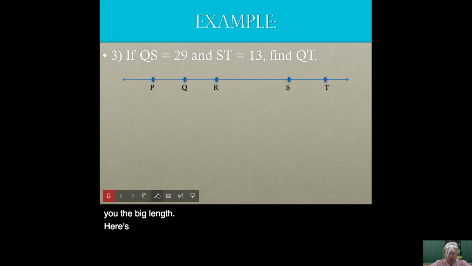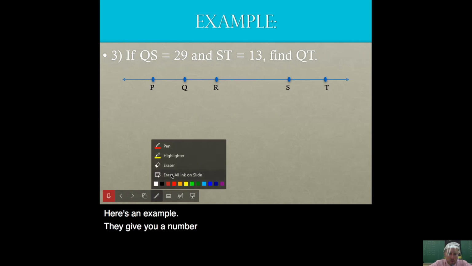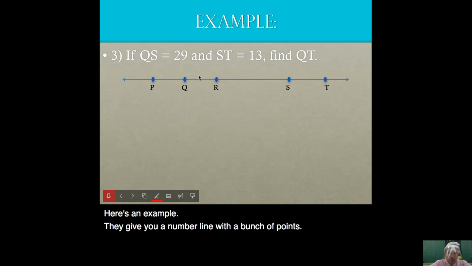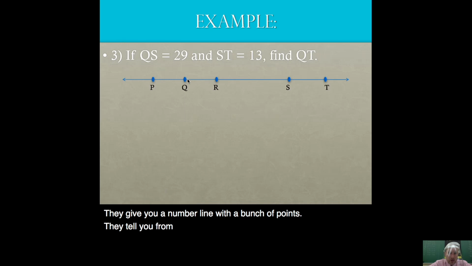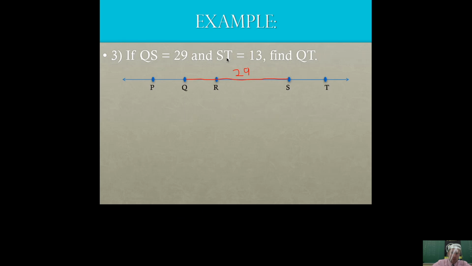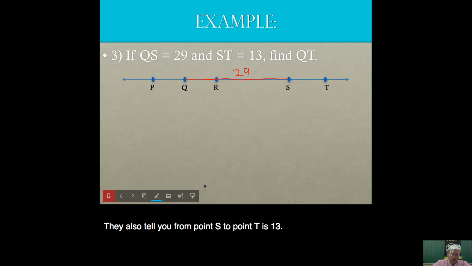Here's an example. They give you a number line with a bunch of points. They tell you from Q to S is 29. They also tell you from point S to point T is 13. They want you to find the distance from point Q to point T.